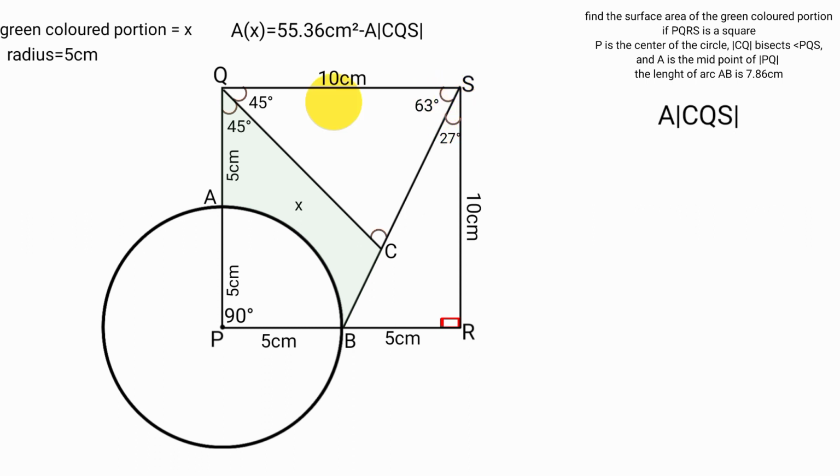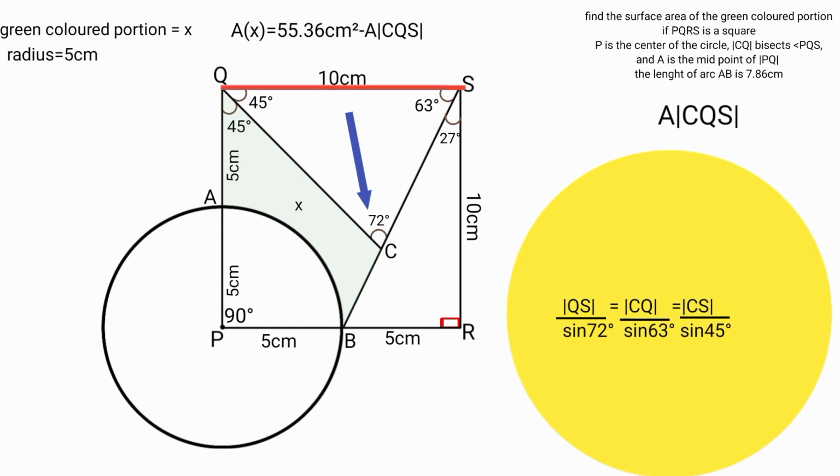So now since this is 63 degrees and this is 45 degrees, this must be 180 minus 63 minus 45, because the sum of angles in a triangle is equal to 180 degrees. 180 degrees minus 45 degrees minus 63 degrees is equal to 72 degrees. So this angle here is 72 degrees. Now since we have the length of this side and the angles of the triangle, we can use the sine rule to find the length of this side. Applying the sine rule, line QS over sine 72 degrees equals line CQ over sine 63 degrees equals line CS over sine 45 degrees.